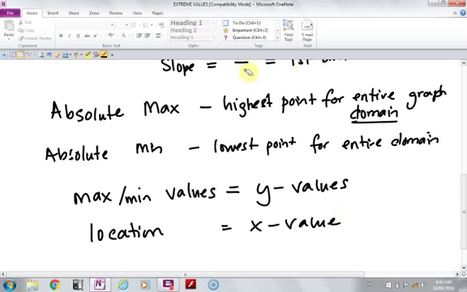Now another word for absolute max and min is global max and min. Okay, so global just meaning for the whole thing. And for relative max and min, we can say local. So you might see them say local max and min when they're talking about relative max and min, because it just means in the local area it's the biggest value, or in the local area it's the smallest value. Any questions so far about those definitions?